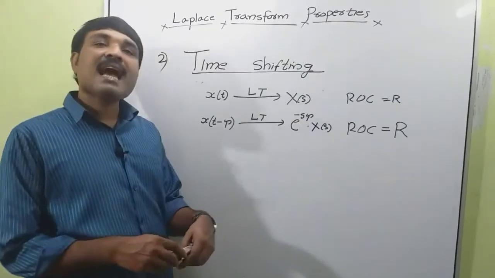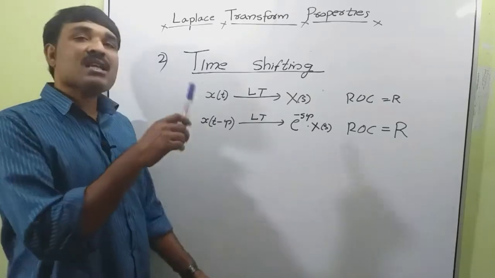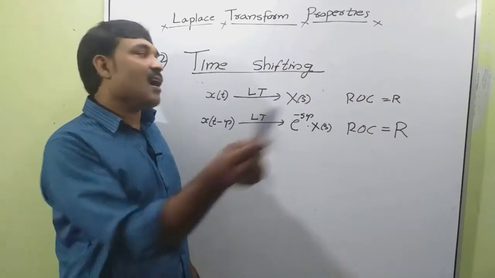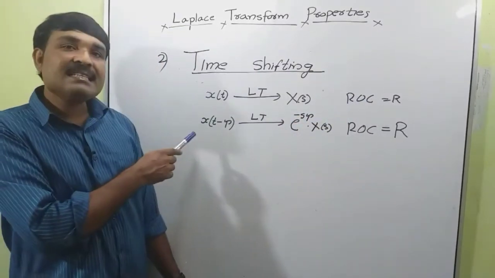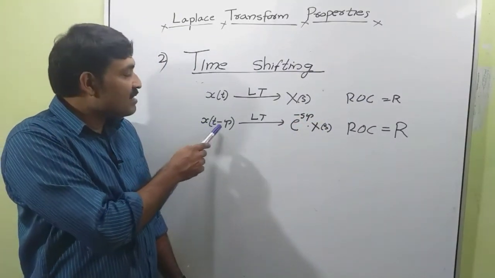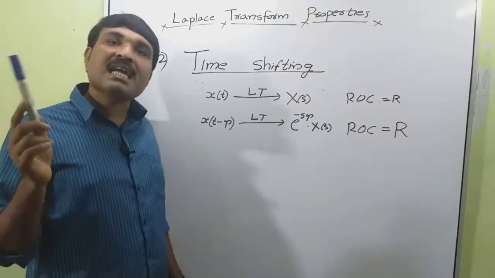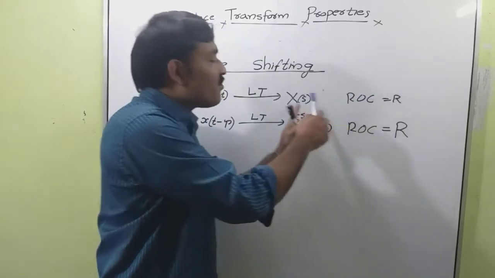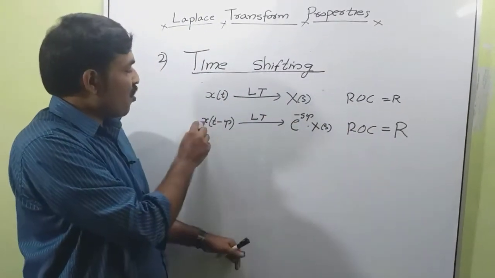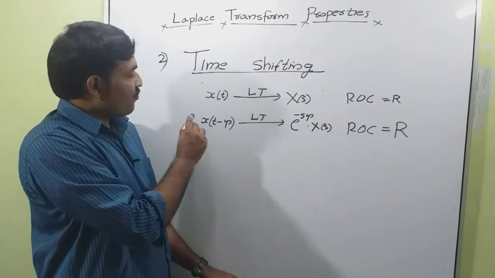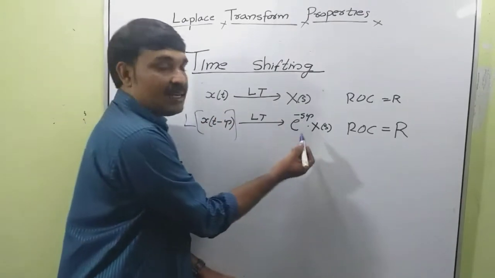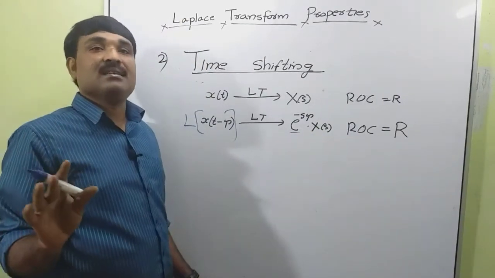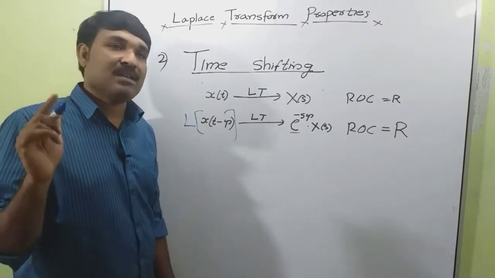Okay. Next is the time shifting property. Suppose the Laplace transform of x(t) is X(s) and region of convergence is R. Then the delayed signal, that is x(t minus tau), is also Laplace transformable and its region of convergence is the same as that of X(s). And the Laplace transform of this term, x(t minus tau), is equal to e raised to minus s tau into X(s). That is the time shifting property of Laplace transform.